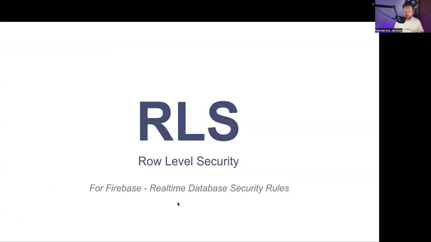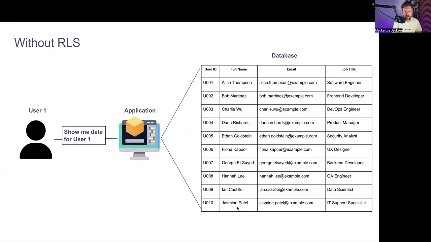Now, what row level security, or RLS, means is that it looks at your database on a row by row basis. Firebase has something similar. They call it something different, because Google has to call everything something different. It's called Realtime Database security rules. It's essentially very similar.